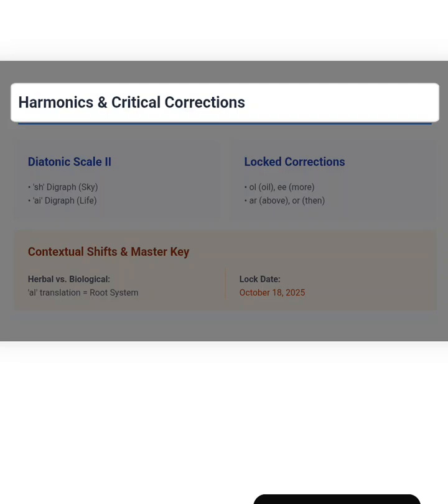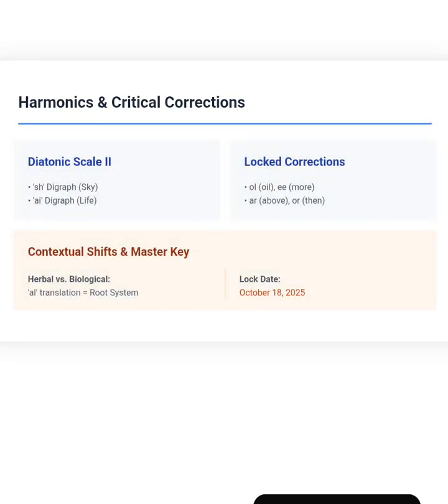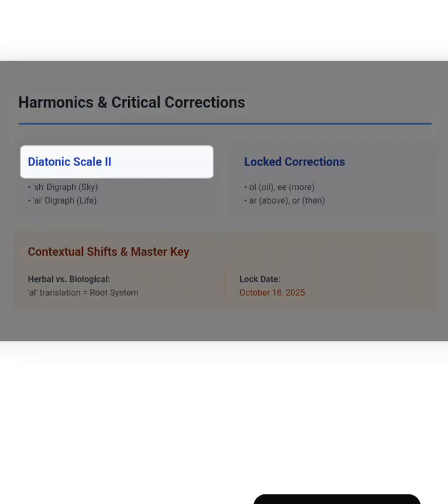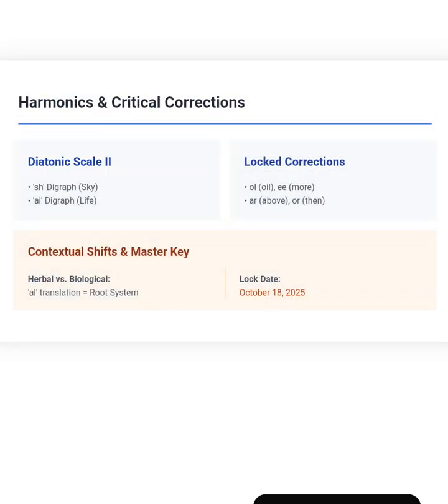Building on the constants we just covered in the previous section, we now move into harmonics and critical corrections. This stage of the pipeline is vital for stabilizing the translation against semantic drift. Let's examine the diatonic scale too. Here, we transition from primary glyphs to digraph harmonics, where two distinct elements combine to create a specific resonant meaning. Take the sh digraph, which identifies as sky in our cymatic mapping, and I, which resonates with life. These pairs act as harmonic anchors within the larger diatonic structure.